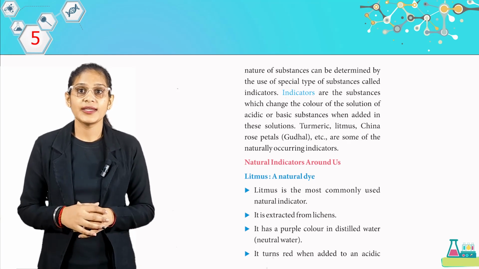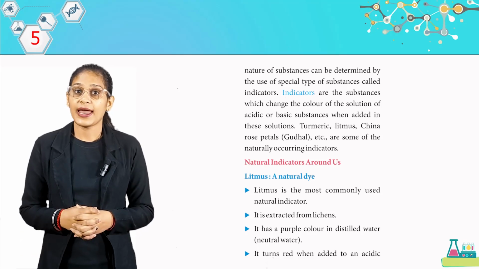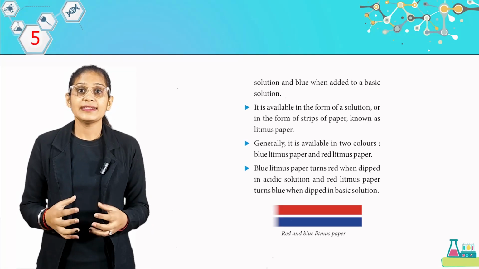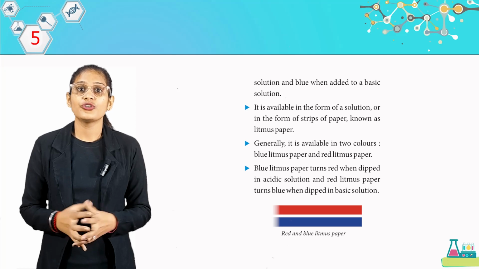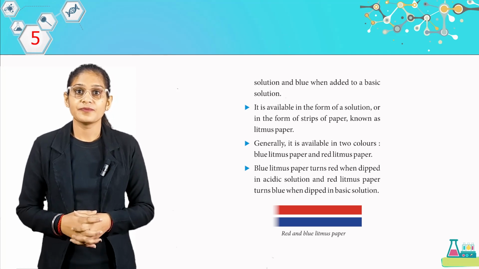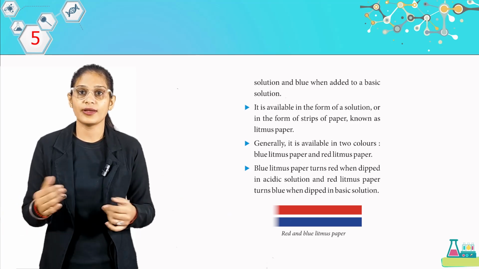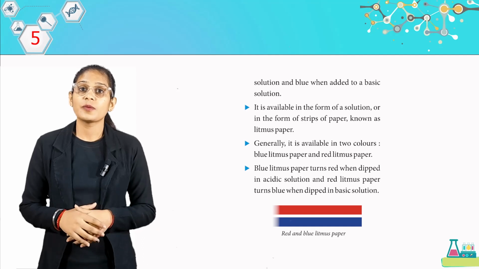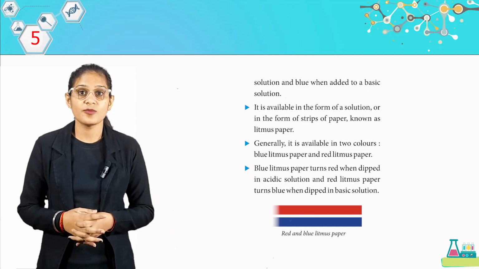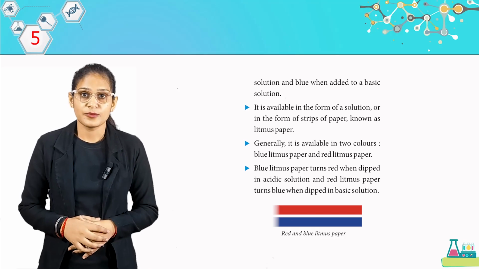It has purple color in distilled water, neutral water. It turns red when added to an acidic solution and blue when added to a basic solution. It is available in the form of solution or in the form of strips of paper, known as litmus paper. Generally, it is available in two colors, blue litmus paper and red litmus paper. Blue litmus paper turns red when dipped in acidic solution and red litmus paper turns blue when dipped in basic solution.